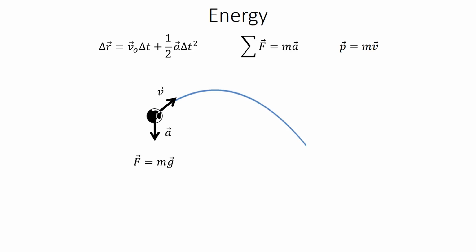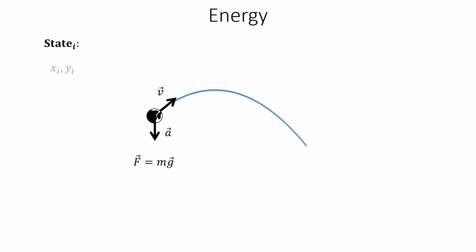So far, we have described motion in a very direct sense, using vectors to describe the velocity, acceleration, force, and momentum of an object at any instant of time. Another way to think about motion is to consider the state of the object at an instant of time. State here just refers to the details of the object, such as how fast it's moving and where it is.